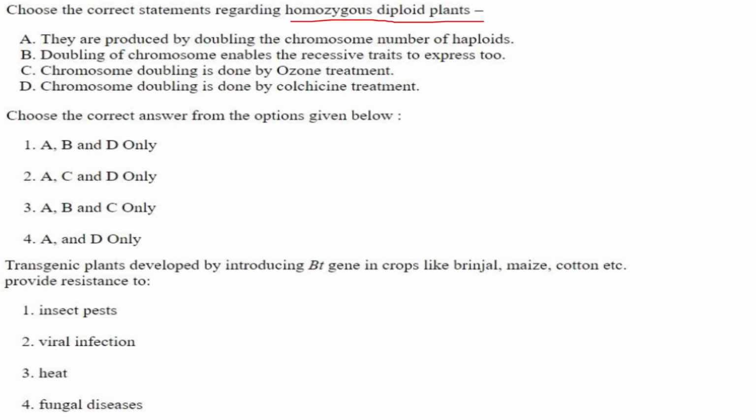Yes, haploid is having only one set of chromosome. You add colchicine to it. Colchicine will cause a doubling of the chromosome. So you will get homozygous plants. So they are produced by doubling the chromosome number of haploids. That is correct. Doubling of the chromosome enables the recessive trait to be expressed.